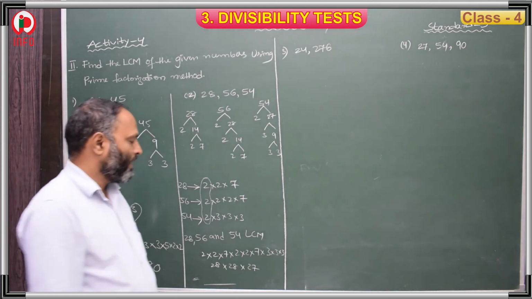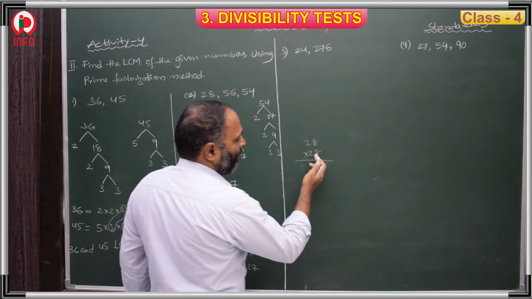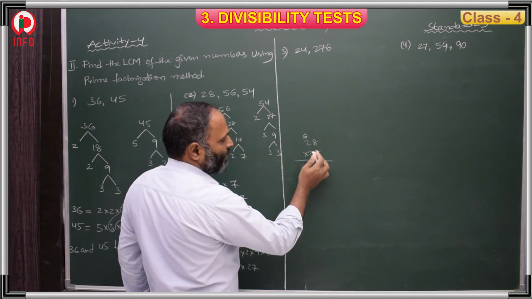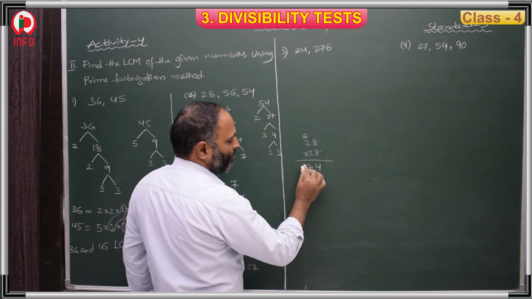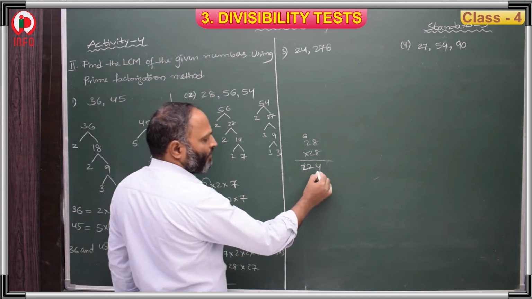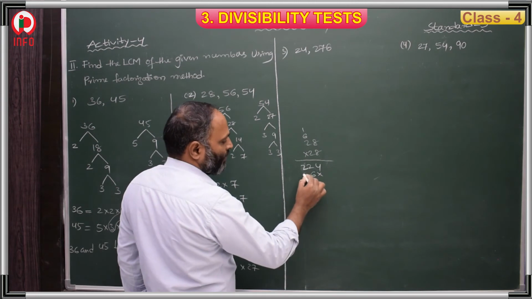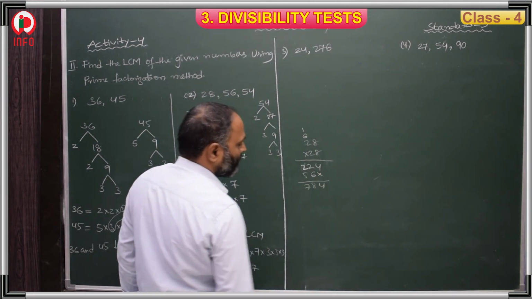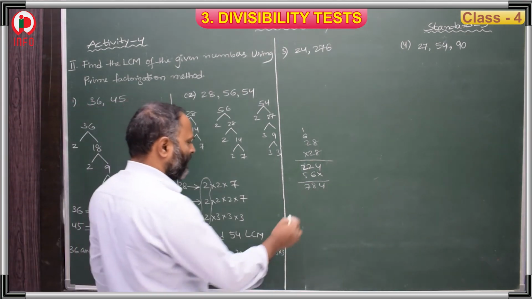If you want to find 28 into 28, what is your answer? 8 8s are 64, write 4 and carry 6. 2 8s are 16, plus 6 is 22. Then 2 2s are 4, 2 8s are 16. The answer is 784, and then multiply again with 27.